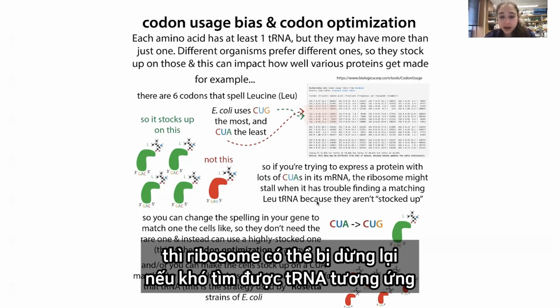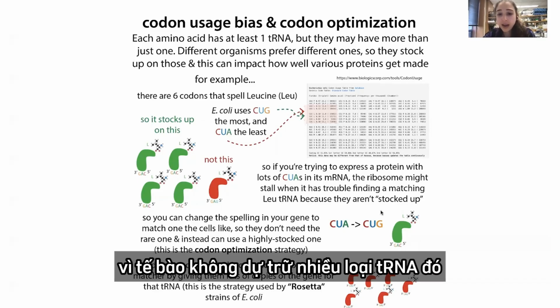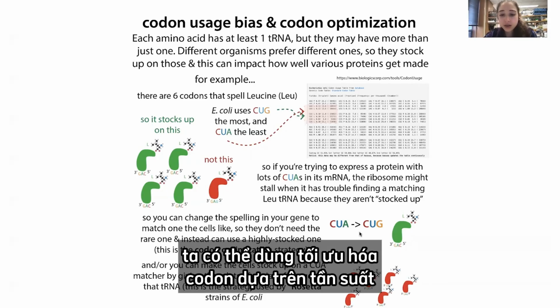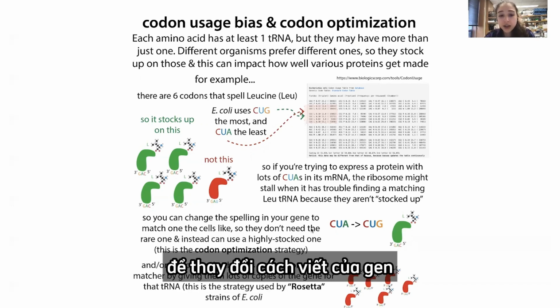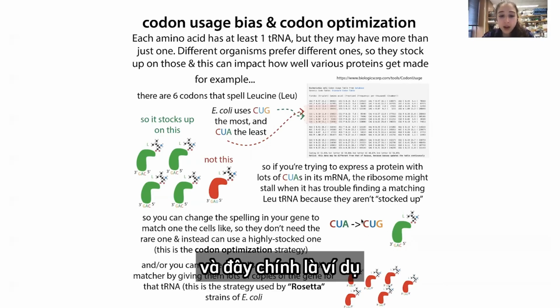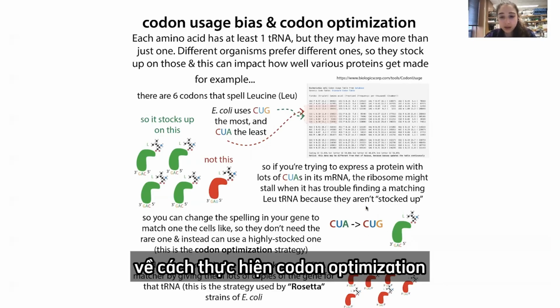So if you're trying to express a protein with lots of CUAs in its mRNA, the ribosome might stall if it has trouble finding a matching leucine tRNA, because the cells aren't stocked up with that tRNA. Basically, you can use codon optimization for the codon usage bias to change the spelling of the gene to match the one that the cells like. This is an example of codon optimization.